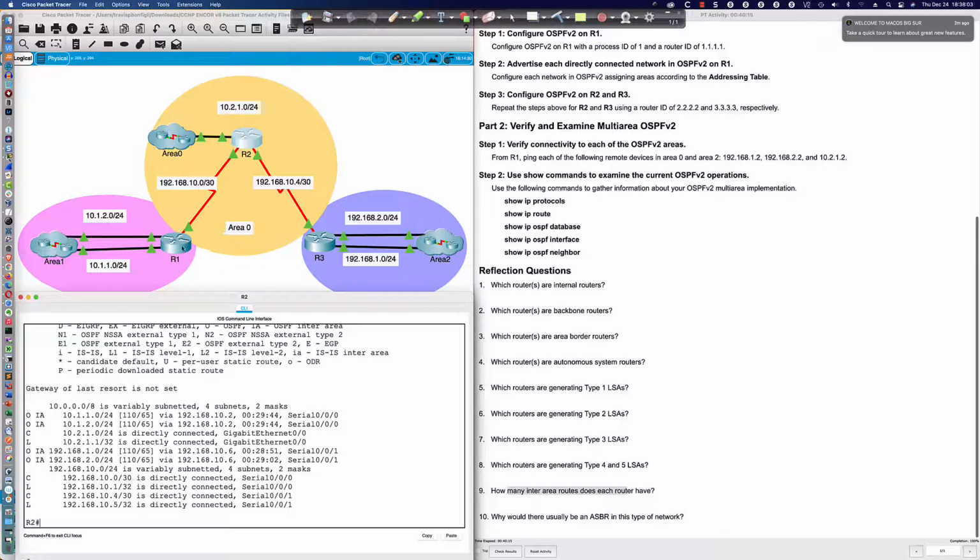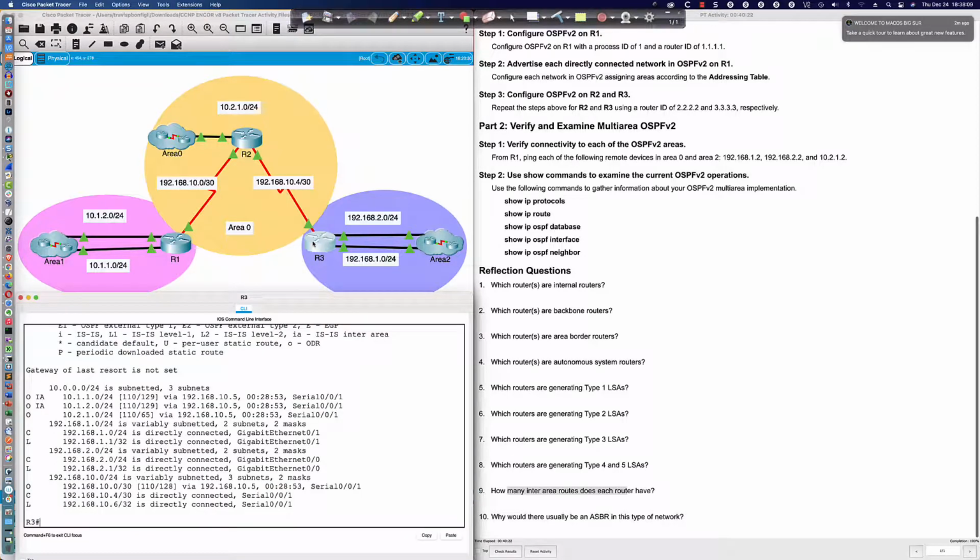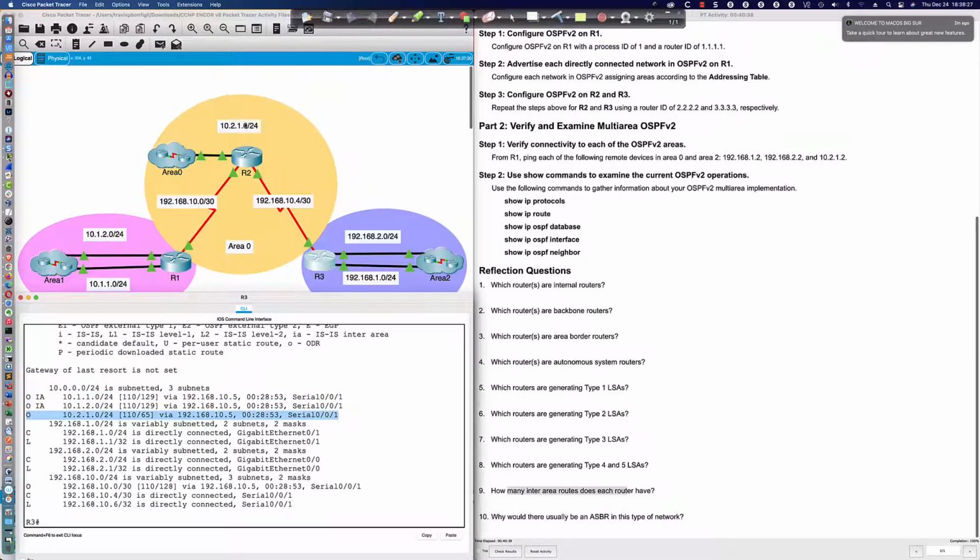So now my question to you is, why don't router 1 and router 3 see an OIA network, an inter-area network, for the 10.2.1.0/24? Why is that not the case? Why is it that it's an O? It's an intra-area route and not an OIA.